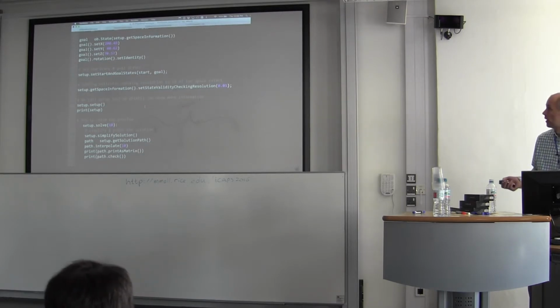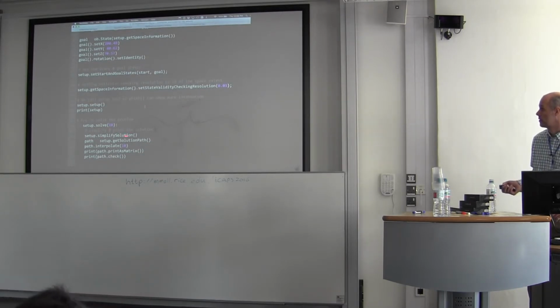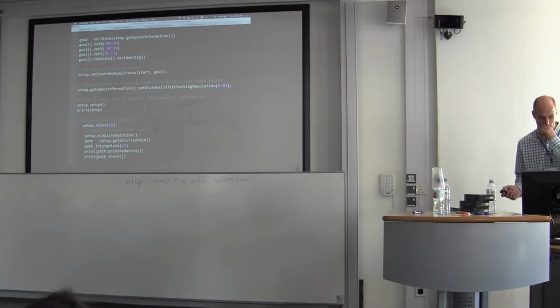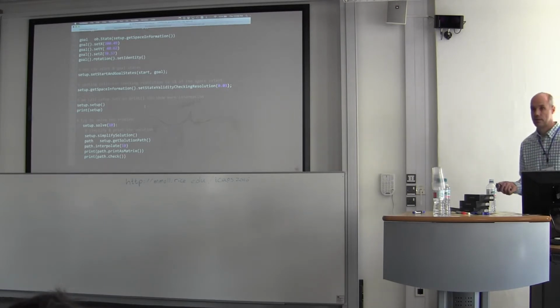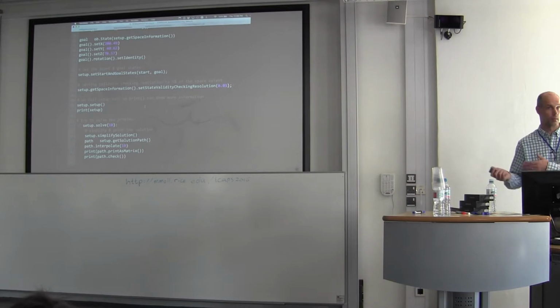Then I call solve at the end, simplify the solution. That's all that you need to do to basically clean up that path. And then I extract the path, interpolate it finally. This is useful for plotting afterwards. Just interpolate it at some resolution. Then you get a nice smooth path. You plot it. And then finally, I print that as a matrix.